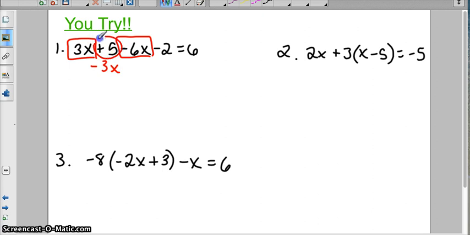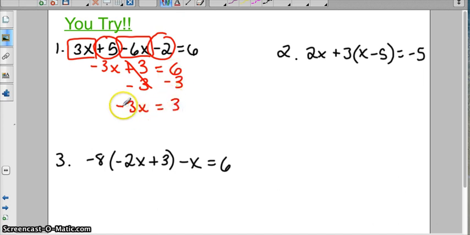And then I have positive 5, negative 2. So 5 minus 2, we read it left to right there. So we have plus 3. Bring down my equals 6. And we're going to get rid of this number that's away from the variable first. So minus 3, minus 3. So I'm going to cancel those out. Bring down my negative 3x equals 3. And my last step, negative 3 times x. So we're going to divide by negative 3 to cancel it out. And x equals negative 1.